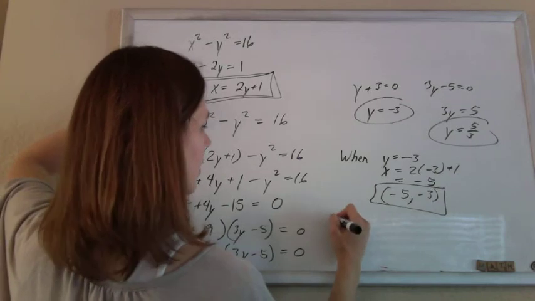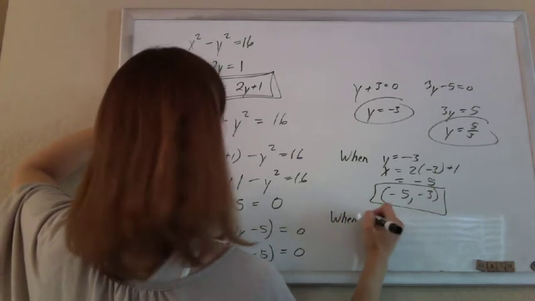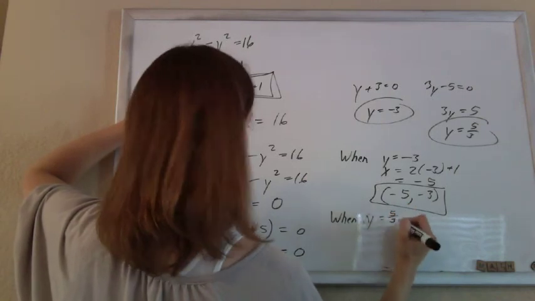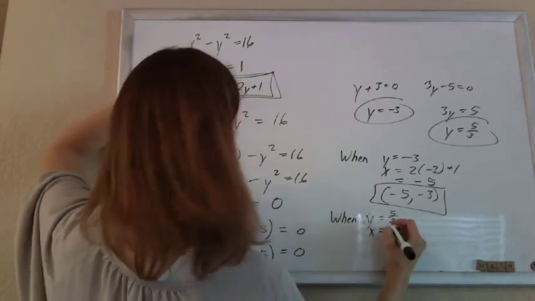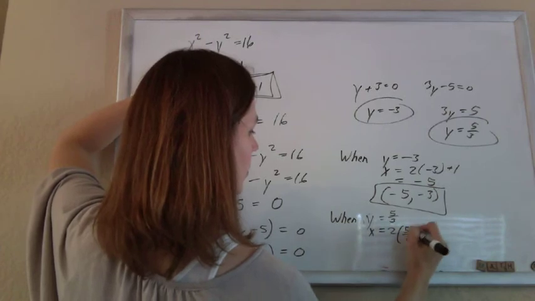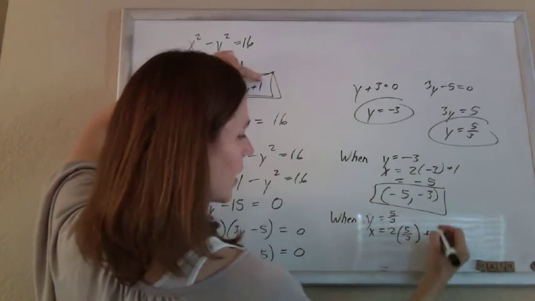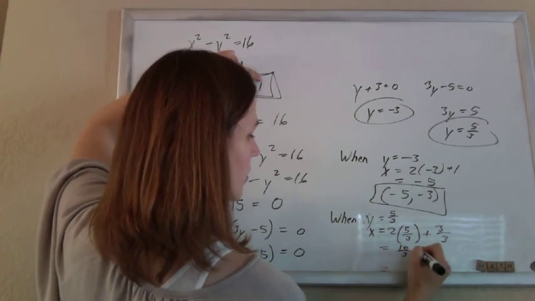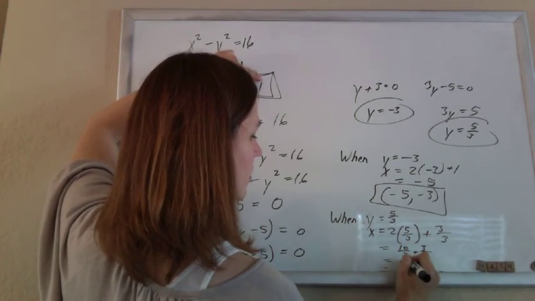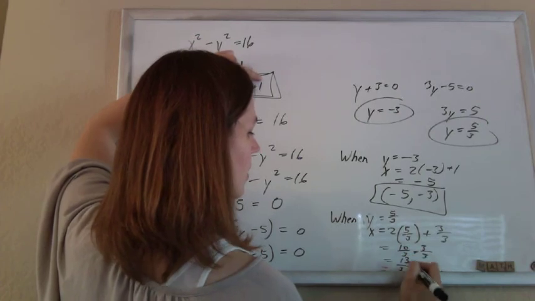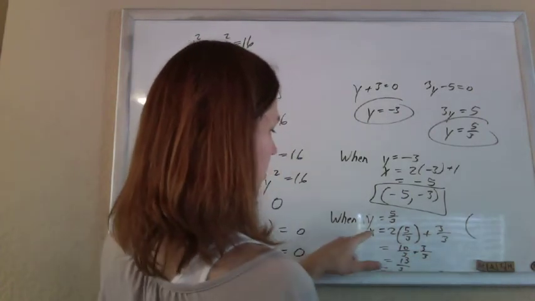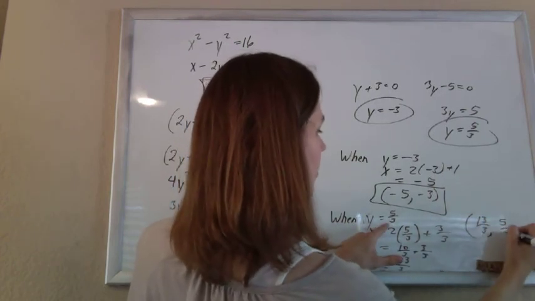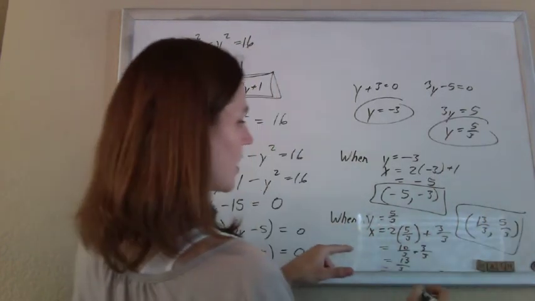That sucks. So I know when y is 5/3, then x is going to be 2 times 5/3 plus 1. I'm going to write 1 as 3/3. So this is 10/3 plus 3/3, which is 13/3. And so now that's my next ordered pair. When x is 13/3, I know that y is 5/3, and that's my second answer.